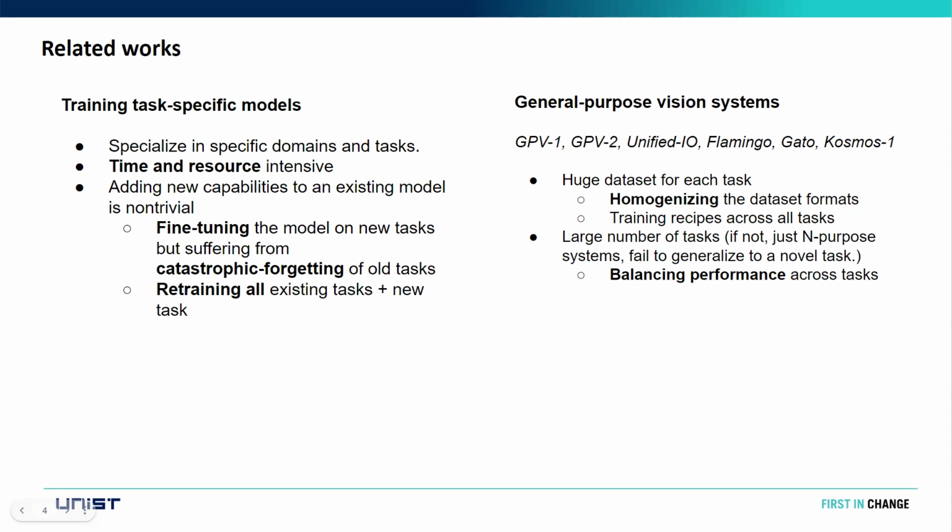For other general purpose vision systems, for example GPV-1, 2, Flamingo, it's very hard because they need a huge dataset for each task. They need to homogenize the dataset format and also come up with an idea to train on the tasks in a similar way. They also need to train the system on a very large number of tasks. If the number of tasks is not enough, then it is just an end-purpose task visual system and it fails to perform on any new task. And also they need to balance the performance across tasks.